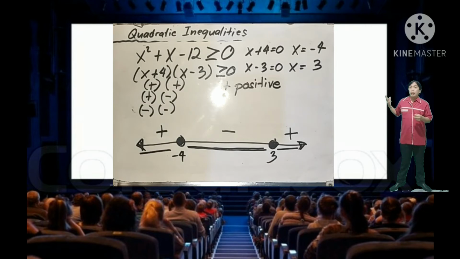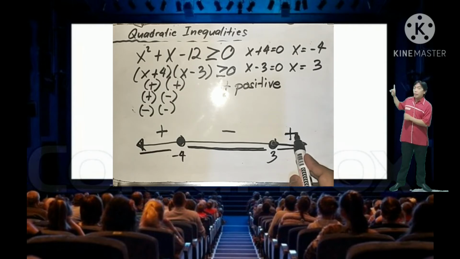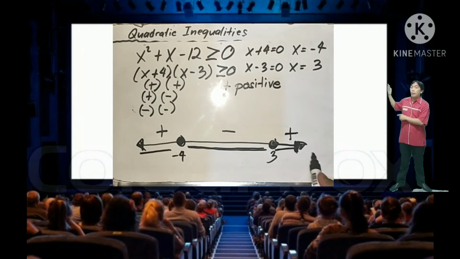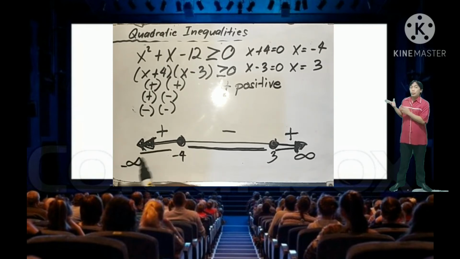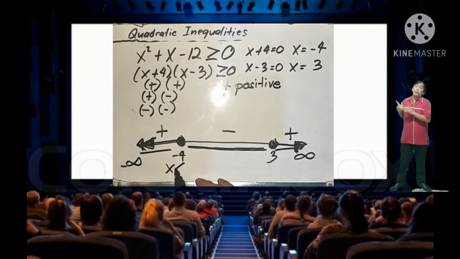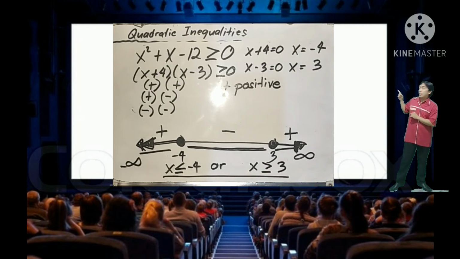Okay? Now, let us try to determine the solutions. So here, on the right side of 3, if we substitute the value of x, we have the product which is positive. So, starting from 3, going to positive infinity, those are the solutions. Okay, now, starting from negative 4, going to the left, going to negative infinity, including negative 4, those are the solutions. So, I can rewrite x is less than or equal to negative 4, or x is greater than or equal to positive 3. So, these are the solutions.